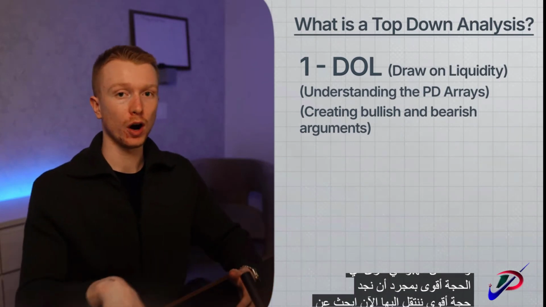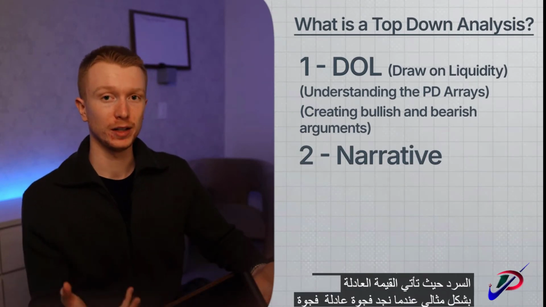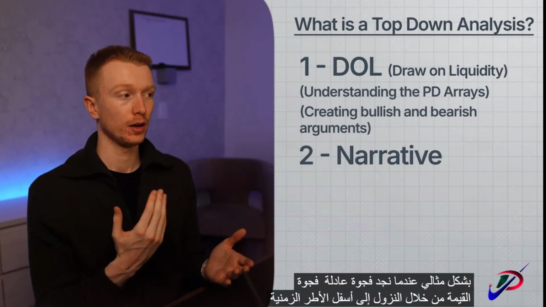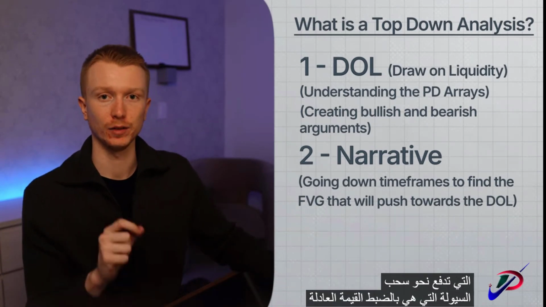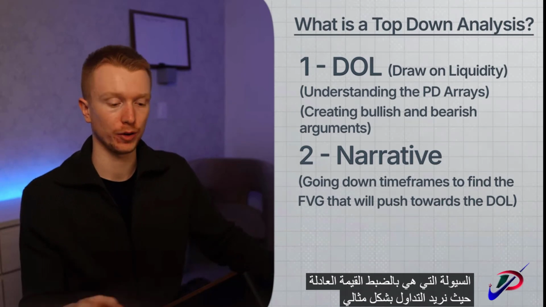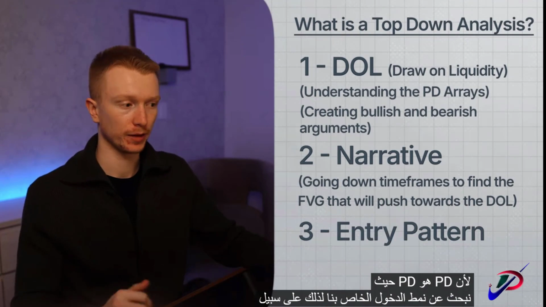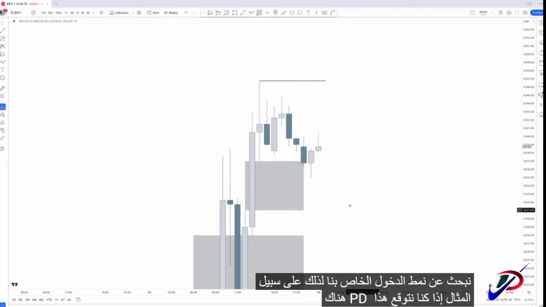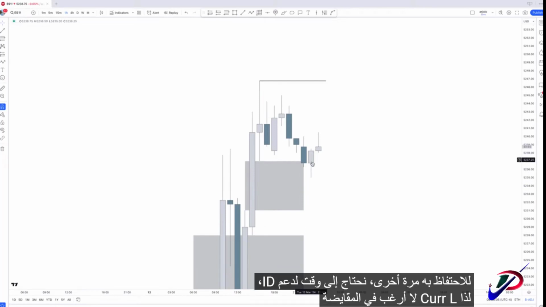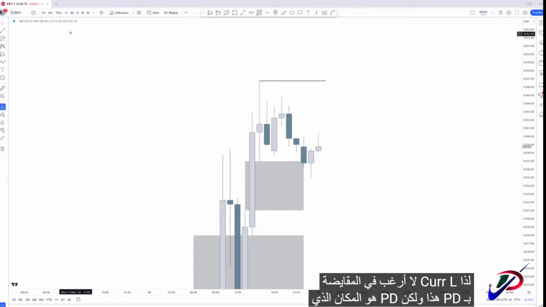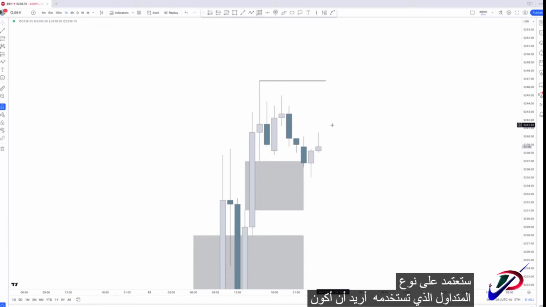Once we find a stronger argument, we move on to now find the narrative. That is where a fair value gap ideally comes in. Once we find a fair value gap, by going down the time frames, which is pushing towards that drawn liquidity, that is exactly the fair value gap where we ideally want to trade off of. Because that PD array is the PD array where we are looking for our entry pattern. So for example, if we expect this PD array right there to hold, again, we need time to support it. So currently I would not want to trade off of that PD array, but that PD array is where we would now look for our entry pattern. And time frames are going to depend on what type of trader you want to be.